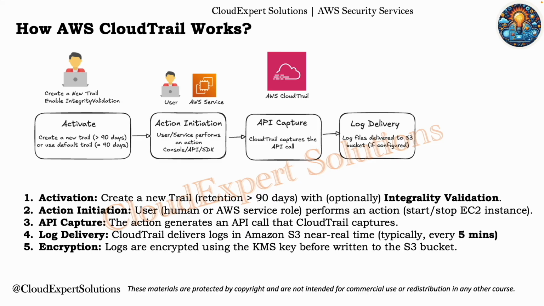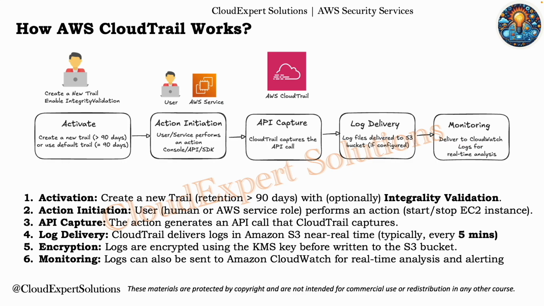For data security, CloudTrail encrypts this log file with a KMS key before the logs are written to the S3 bucket, and you have the option to choose either an AWS managed key or a customer managed key while you are configuring the trail. If you would like to trigger an alert based on the CloudTrail log, you can also do so, and you can send these logs to Amazon CloudWatch.